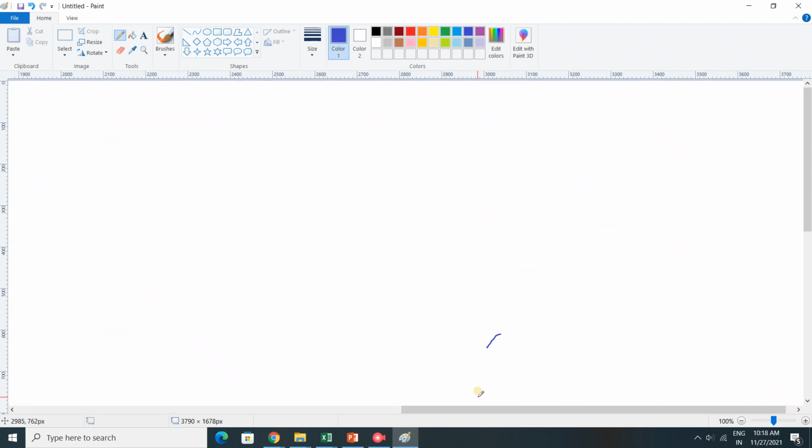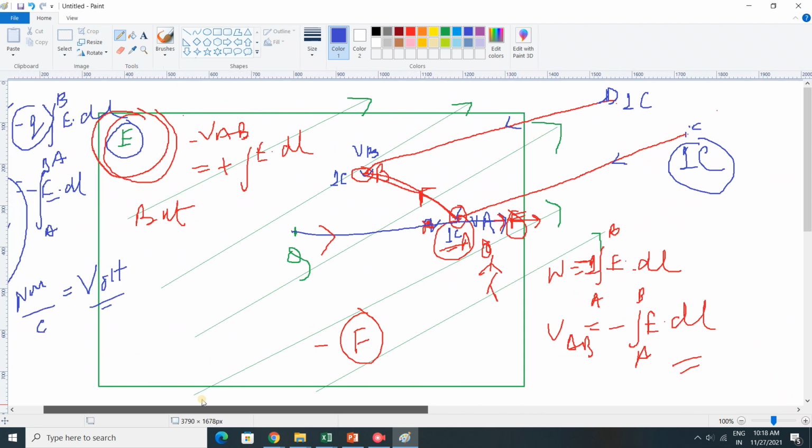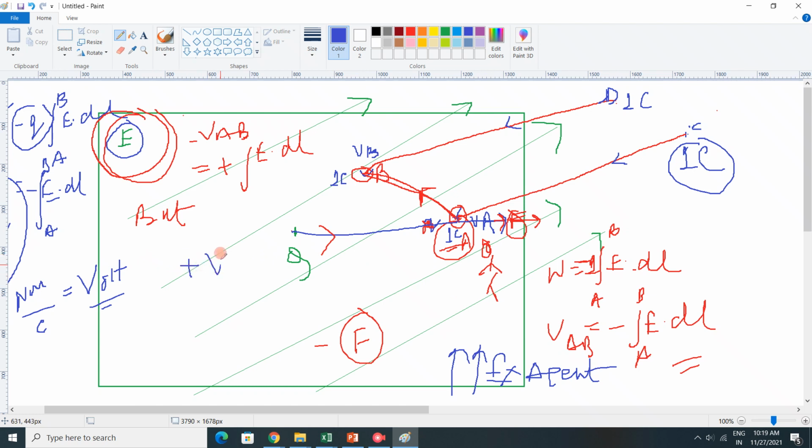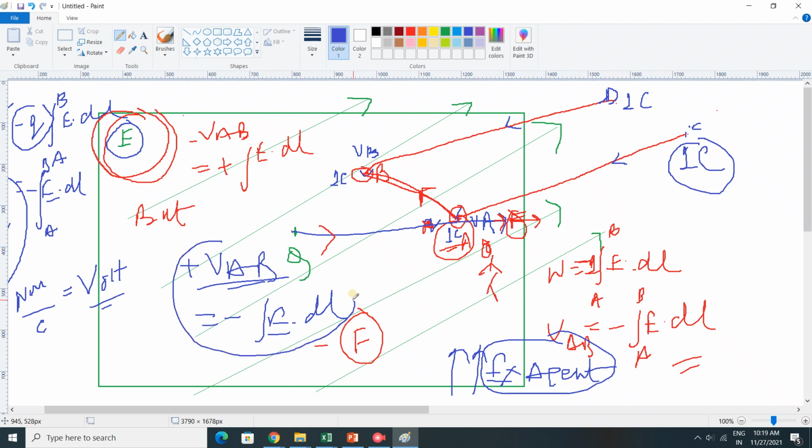But if some external agent does this work from outside, then the equation will be plus VAB, which is minus E dot dl. So minus E dot dl means it is a gain for us, okay, because some external agent is there. That is why it is positive work done. Work done positive means it is done by the external agent, so it is minus E dot dl.